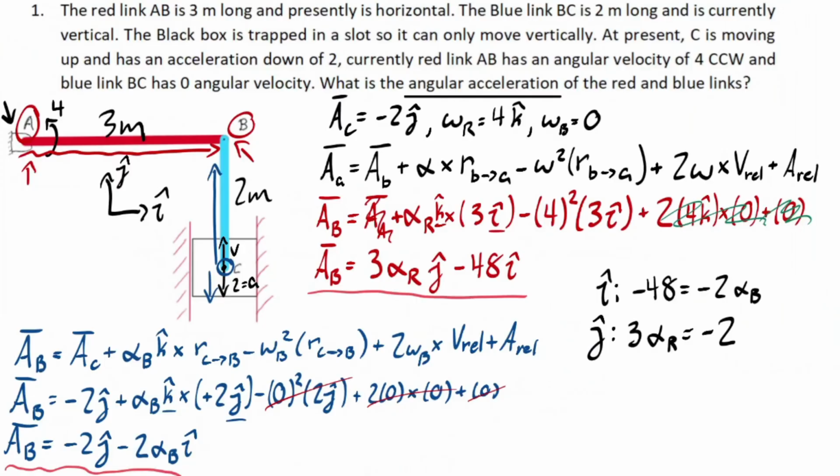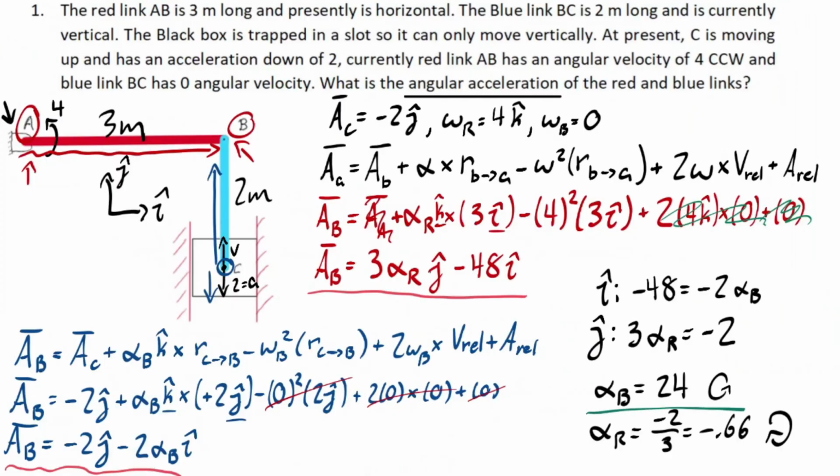So now I can solve for these with a little bit of algebra. The blue angular acceleration is negative 48 over negative 2, which is positive 24. Since it's positive 24, that's going to be in the counterclockwise direction, just a positive k. And then the angular acceleration for the red is negative 2 over 3, or about negative 0.66 repeating. Since it's negative, this is in the clockwise direction. And those are the actual answers for this problem.